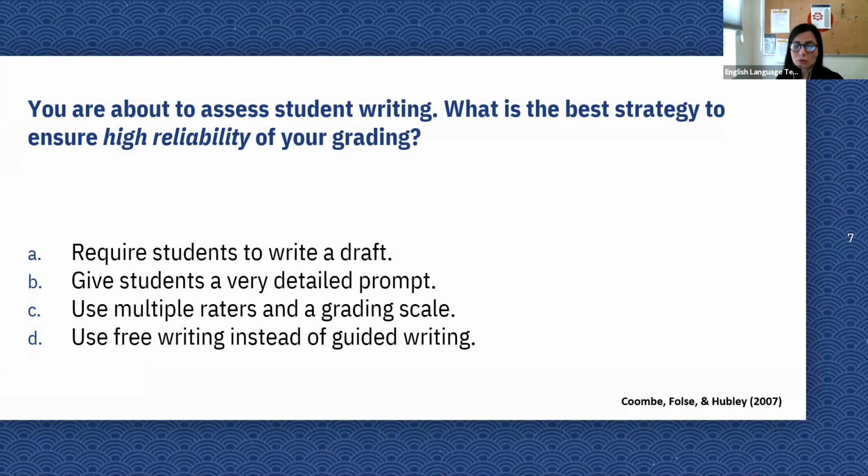And if you're about to assess student writing, the best strategy to ensure high reliability would be to use multiple raters and a grading scale, right? But in fact, it may not be possible if it's just a classroom assessment, right? We tend to use multiple raters and a grading scale if you're doing a placement test or proficiency test, but not so much, because of time constraints and resources and so on, in classroom assessment.